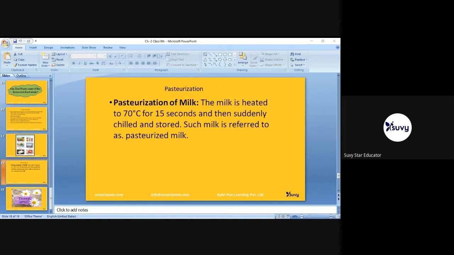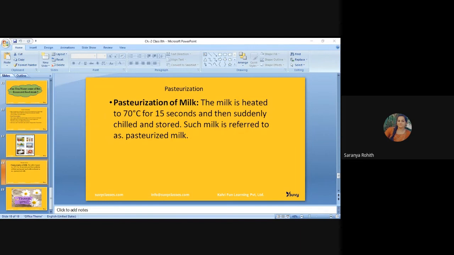After exactly 15 seconds, the milk is transferred through the pipeline, which has a low temperature of around 10 degrees or sometimes 4 degrees. The temperature varies, but it should be less than 20 degrees. So the whole pipeline temperature is set, and we transfer the heated milk through the pipeline to another container where the milk is stored. So this is the whole process. Large machines are used to do this pasteurization.